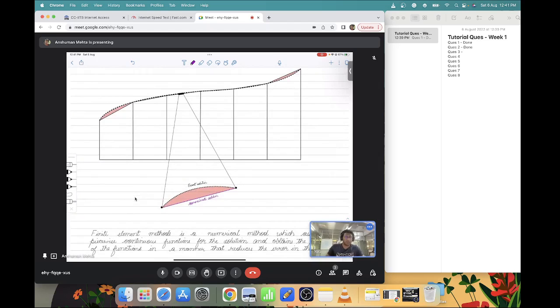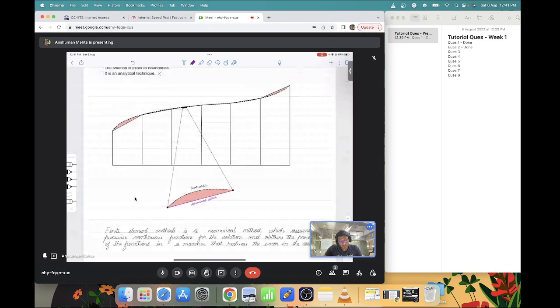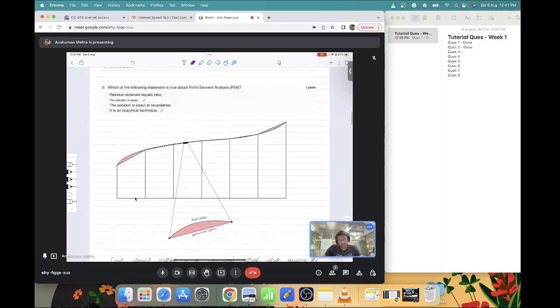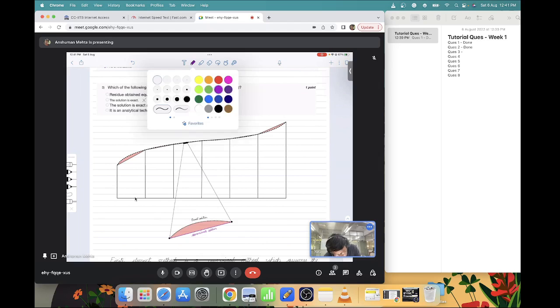So it's upon us to decide which accuracy we want. So we can ignore these red elements. If there is no red element, then we achieve the exact solution. But we are already discretizing and then approximating using our own assumed solutions. Hence these residues are always there. So regarding residue obtained equal to 0, this is also a wrong statement.